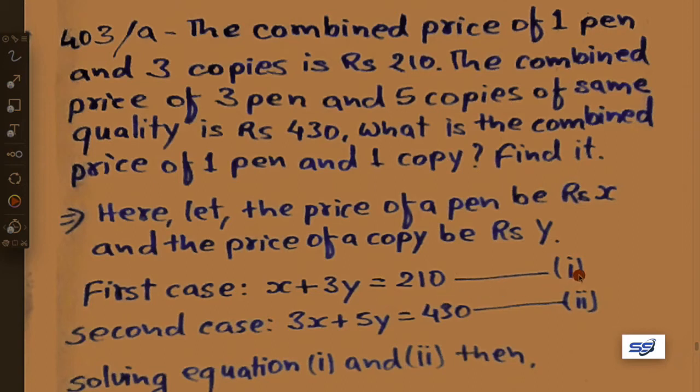Let it be equation 1: x plus 3y equals 210. Now the second condition comes from the second case. The second condition says that 3x plus 5y equals 430. It means 3 pens and 5 copies. Here the pen is assumed as x, so 3 into x is 3x, and 5 copies is 5 into y, 5y. So 3x plus 5y equals 430.